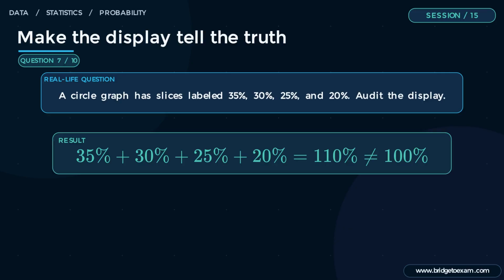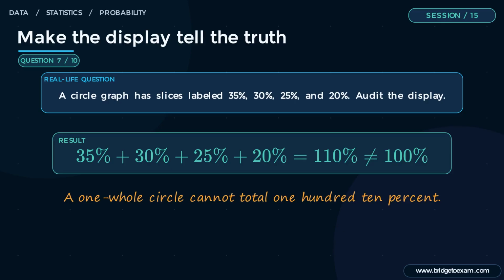Quick check. A 110% total cannot be partitioned into one non-overlapping circle. This matters in real life because budget and survey charts require a total check before publication.